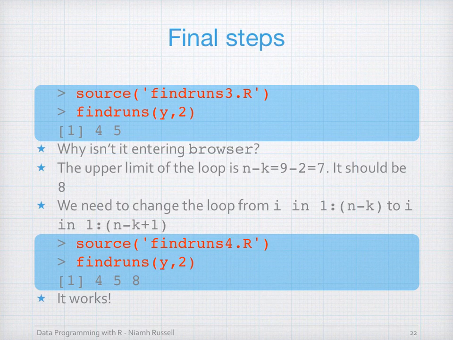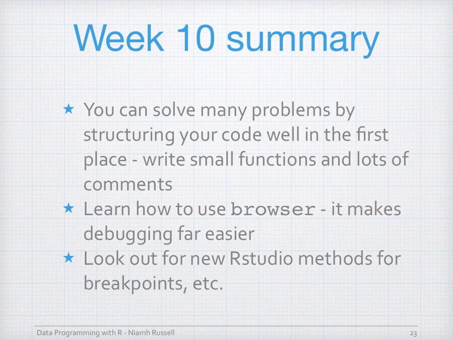So if we make that change, and actually you'll find it in findruns4.R, and run that piece of code again, or run that piece of code for the first time, in fact, and then call our findruns y, 2, we'll get the result 4, 5, 8. So it finally works correctly. So that's the end of the material for this week.